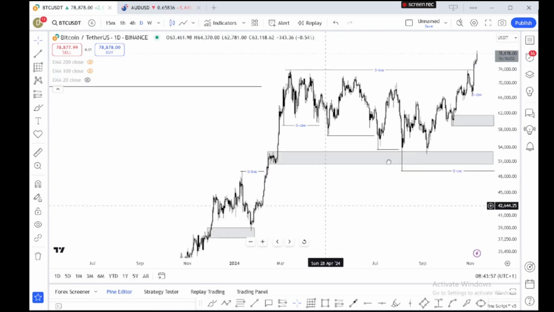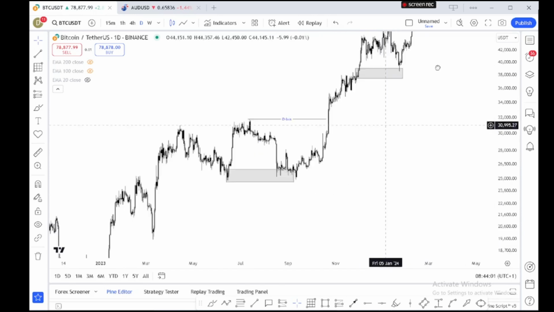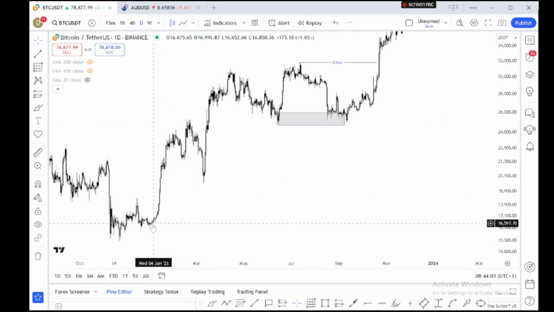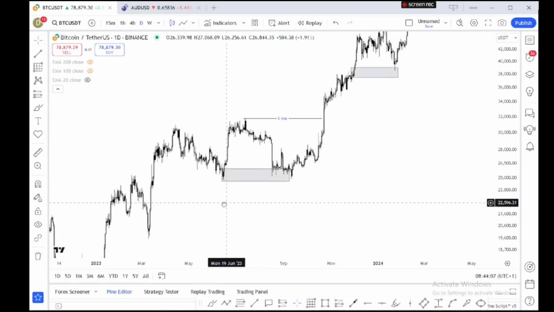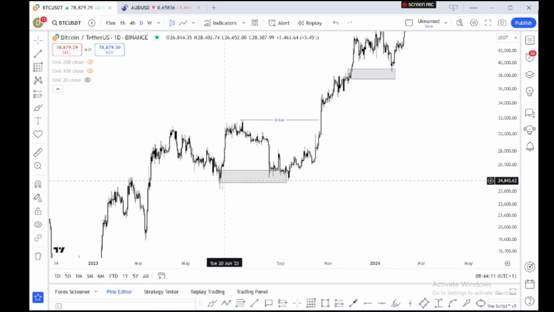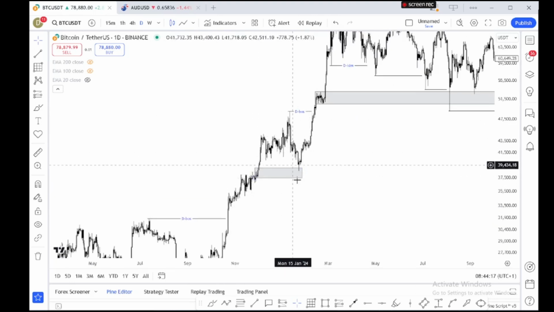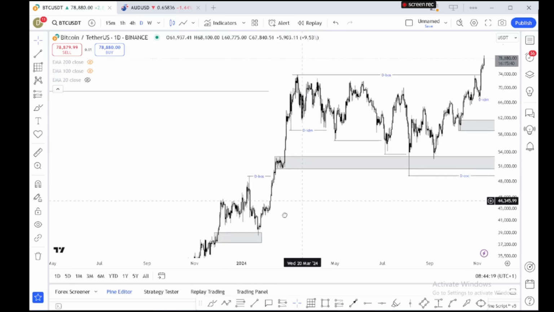So as you see, I had my markup done on Bitcoin already. As you see, the market has been bullish since January last year, 2023. So you see, break of structure, inducement, mitigation, break of structure, market pushes up, creates inducement here, mitigates here, pushes up, creates break of structure.